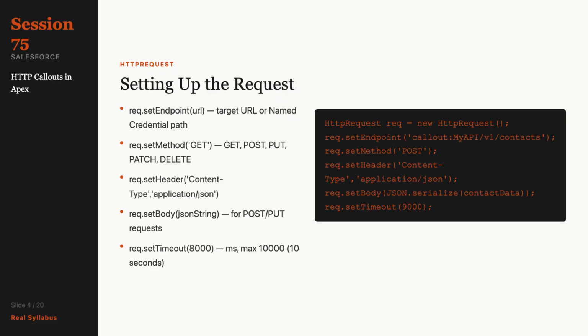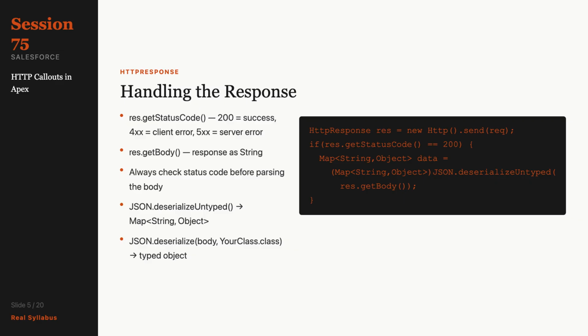Handling the response: res.getStatusCode returns the HTTP status, 200 for success, 400 level for client errors, 500 level for server errors. res.getBody returns the response as a string. For JSON responses, parse with JSON.deserializeUntyped into a Map<String, Object>, or JSON.deserialize(body, YourClass.class) into a typed Apex class. Always check the status code before parsing the body.